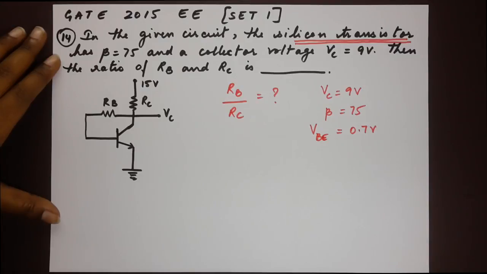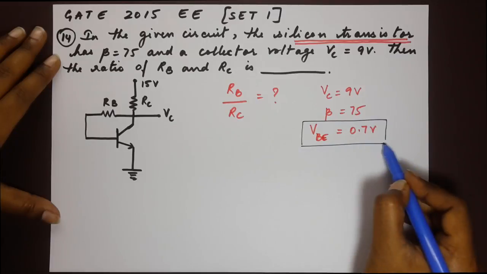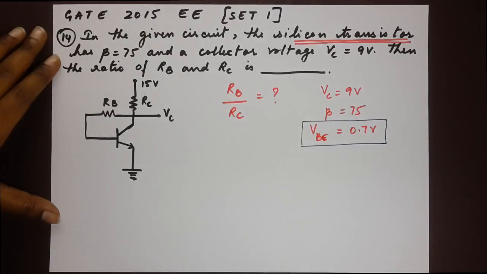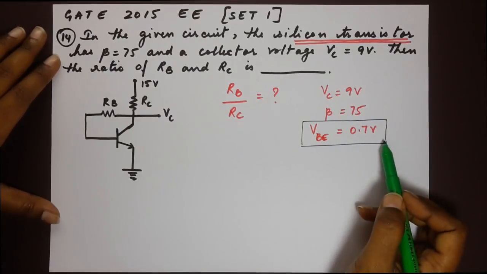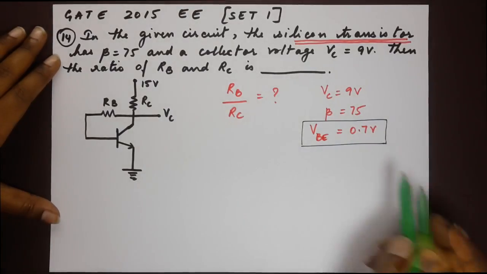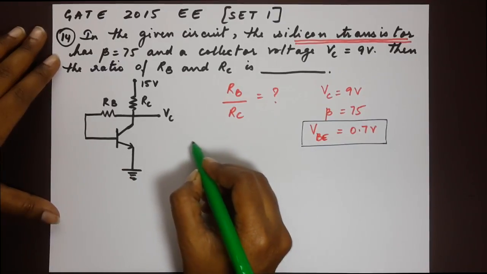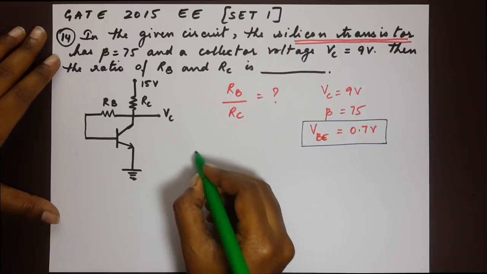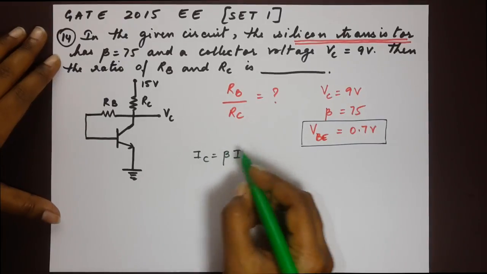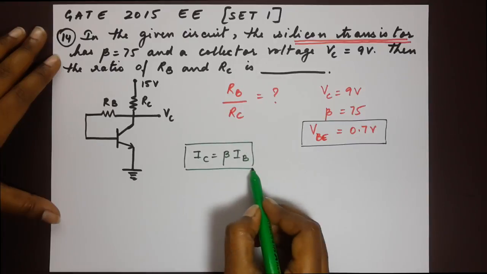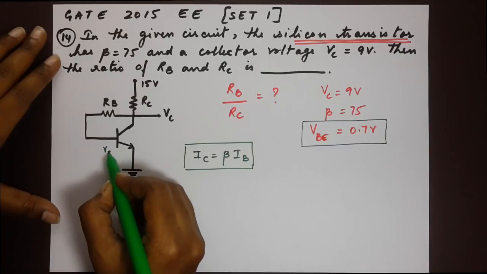Sometimes the value may not be given, but it's a standard value and it's good to remember. So we have VBE is equal to 0.7 volts, standard value. Now let's look at the normal relations that we have. We know for a transistor that IC is equal to beta IB. Now this is another relation. Okay, here this is VBE.